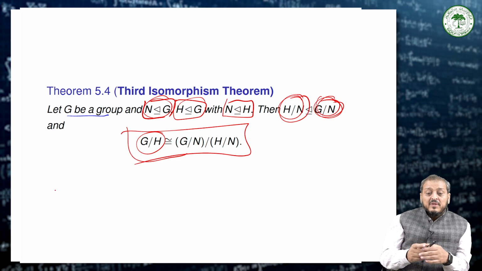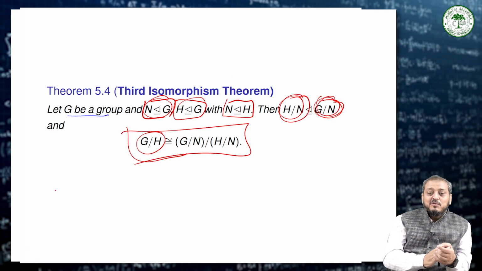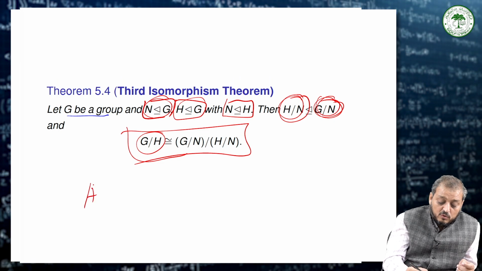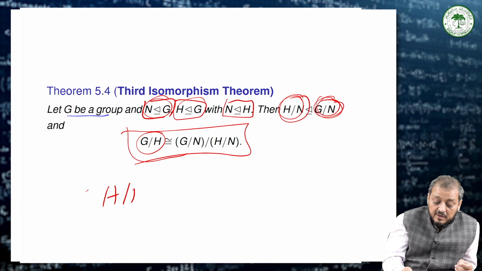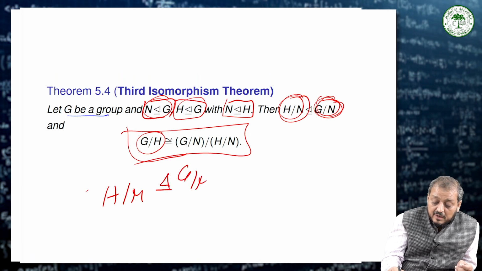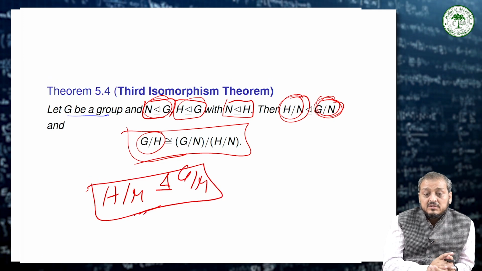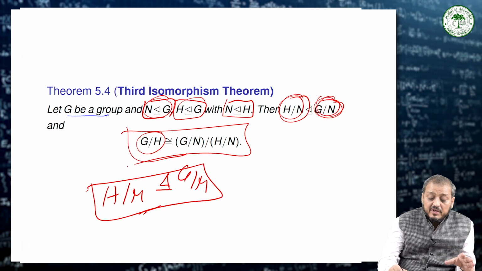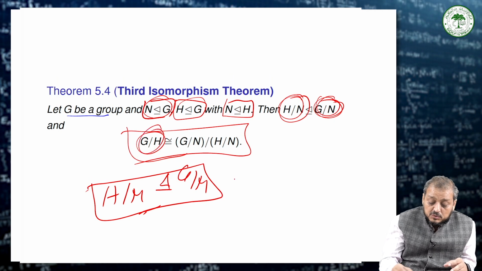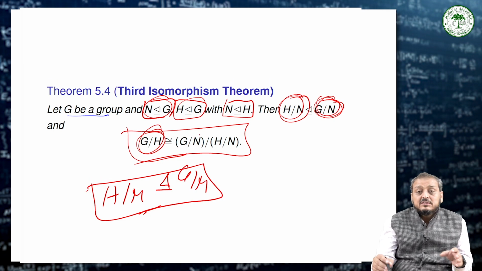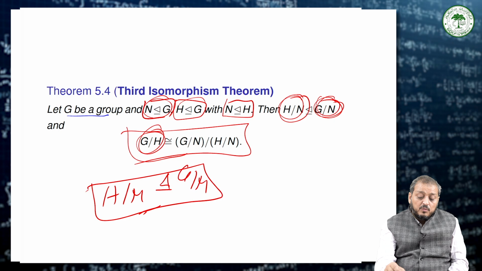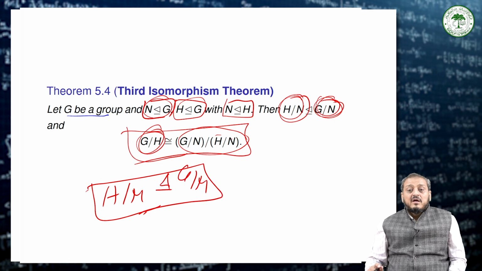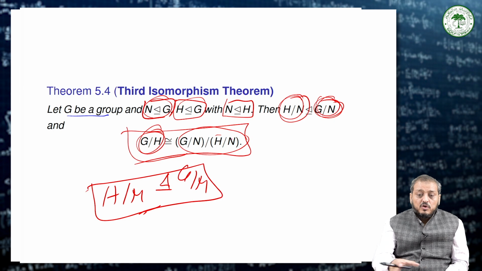So again, we are given that N is a normal subgroup of G, H is a normal subgroup of G, and N is normal in H. The first objective is to prove that the factor group H by N is normal in G by N. After this, we have to define an onto homomorphism from G to G by N over H by N. Then, using the first isomorphism theorem, the proof is completed.